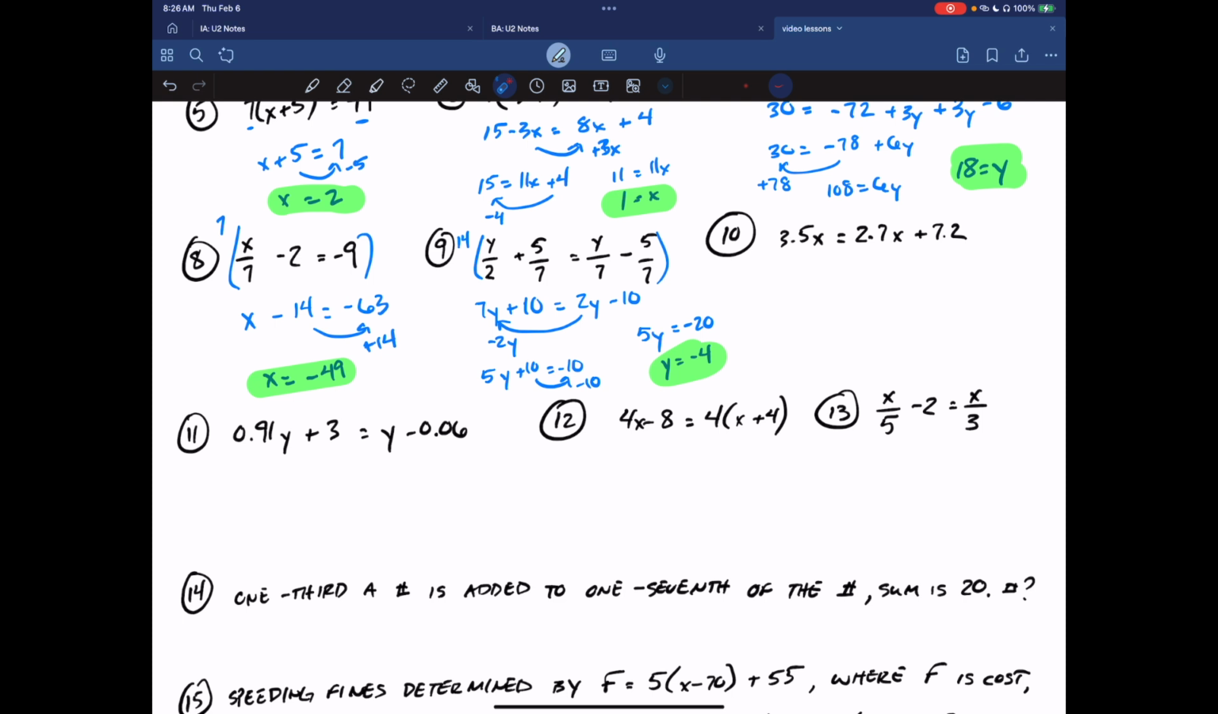So let's see, we got 30. I multiply by 10 here. That's going to be 35x equals 27x plus 72. Okay, I'm going to move this over by subtraction. 35 minus 27 is 8x. 8x equals 72. x equals 9. Okay.